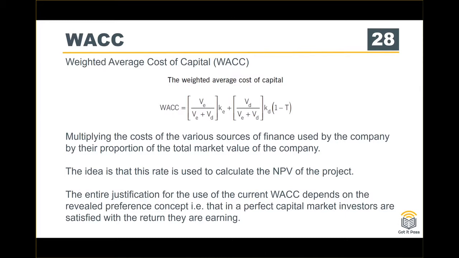And the entire justification for the use of the current WACC depends on the reviewed preference concept. That is, in a perfect capital market, the assumption is the WACC calculation is based on the perfect capital market. Investors are satisfied with the return they are earning.